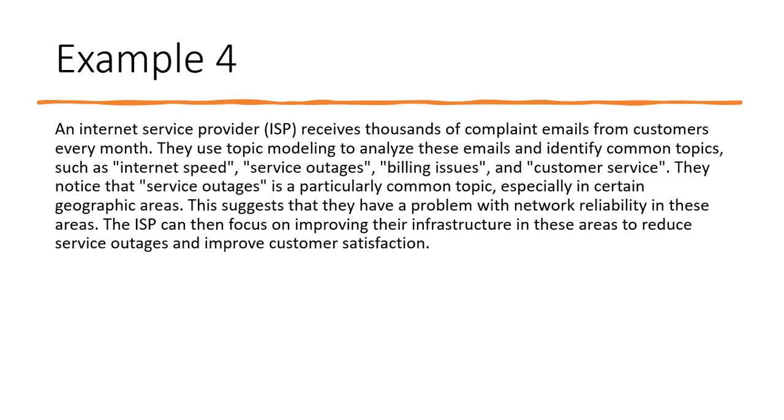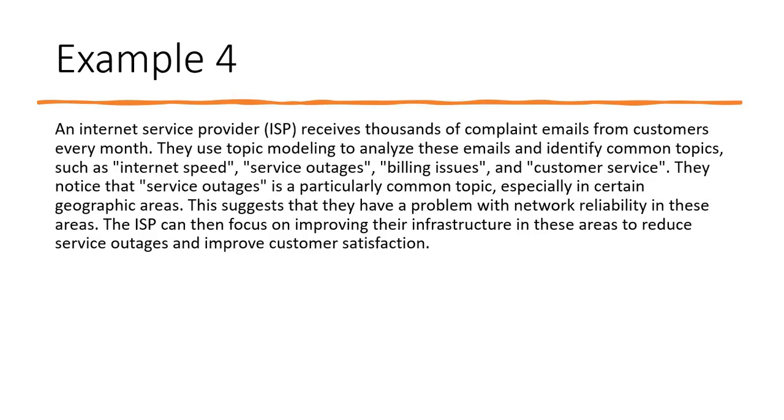An internet service provider receives thousands of complaint emails from customers every month. They apply topic modeling to discover topics from these emails, and they found that internet speed, service outage, billing issues, and customer service are the common topics. The most interesting finding was that service outage is a particularly common topic, especially in certain geographic areas. So this suggests that they have a problem with network reliability in these areas.